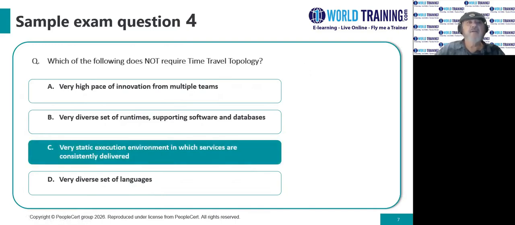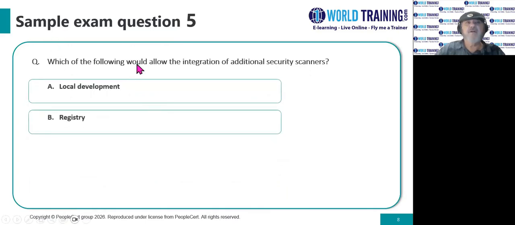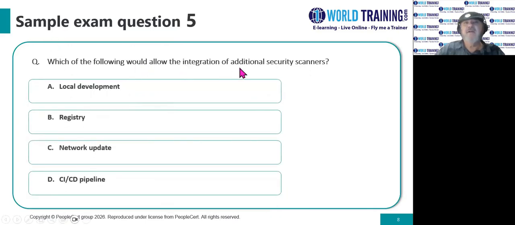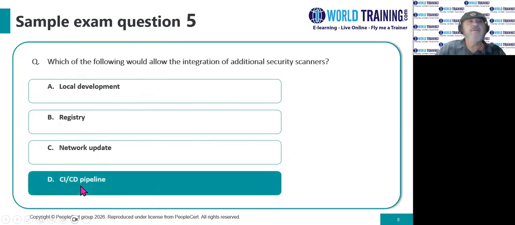All right, question 5, which of the following would allow the integration of additional security scanners? Okay, local development. Yeah, you can have scanners running in development, but I don't think that's what they're getting at here. Registry is a very specific point. Network update, not so much. CI/CD pipeline gives you multiple points for integration, so D is the best answer.